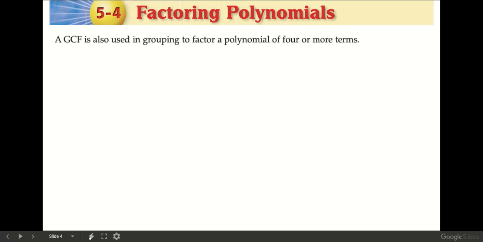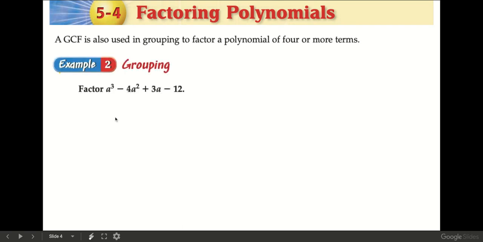The greatest common factor is also used in grouping to factor polynomials of 4 or more terms. So here's an example. If I have a cubed minus 4a squared plus 3a minus 12, now notice that there's no common factor between all 4 terms, but if I factor it by grouping, which means I'm going to group the first 2 terms together and then group the second 2 terms together, that will kind of make the problem divided up into 2 separate problems.